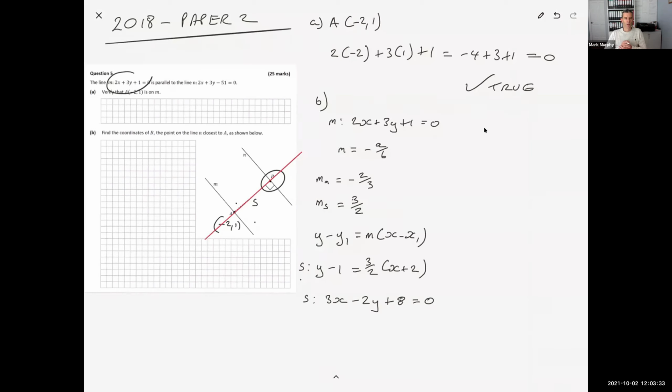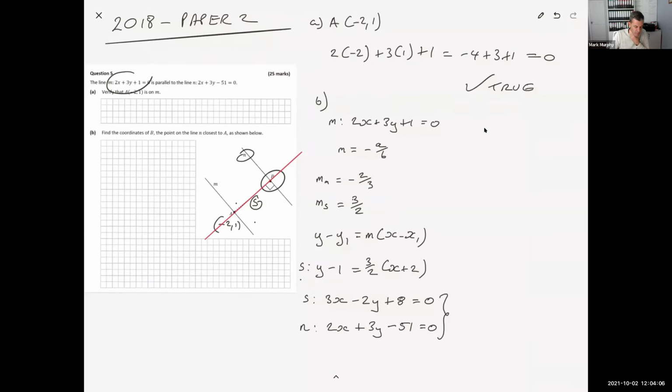Okay, let's go back to the question I was asking. Find the coordinates of B, the point on the line N closest to A as shown below. So we have the equation of line S, and we have the equation of line N, don't we? Where they intersect is found by simultaneous equations. So I'll just write out here N is 2x plus 3y minus 51 equals 0. So we have S and N.